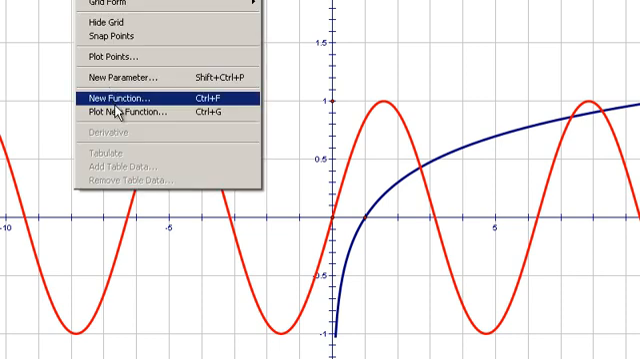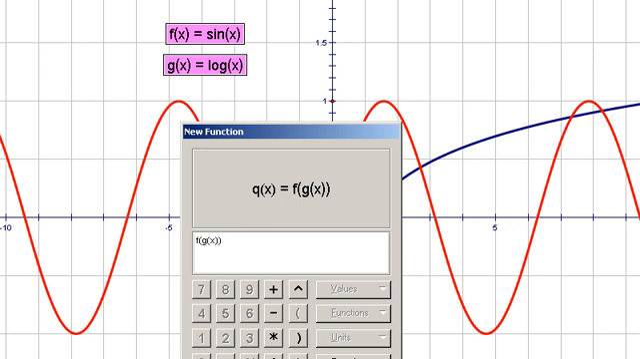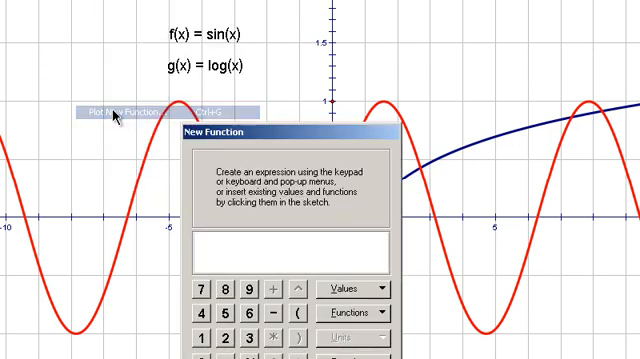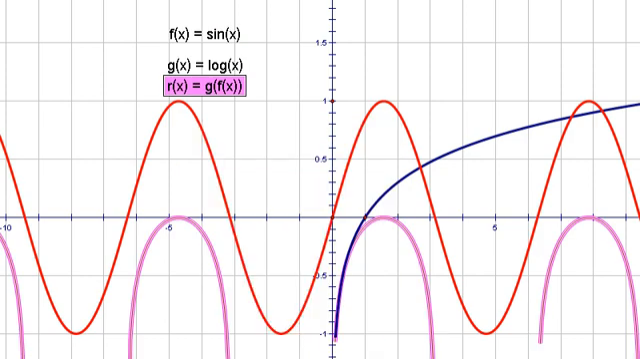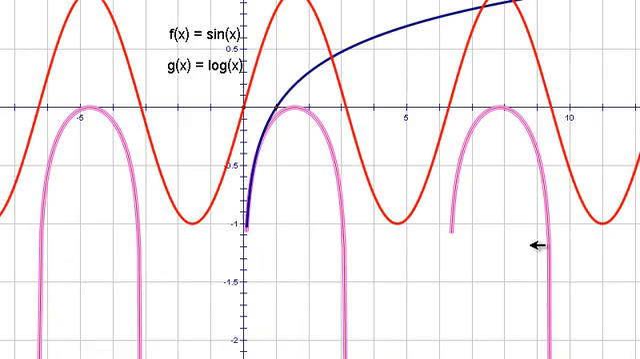In other words, I want one function inside of the other, and I'm going to see what happens. So I'm going to take the log function and compose it with the sine function. So I'm going to take the log of the sine of x, and I wonder what it's going to look like. Oh my goodness, this is a weird animal.